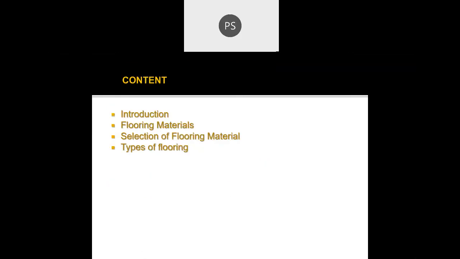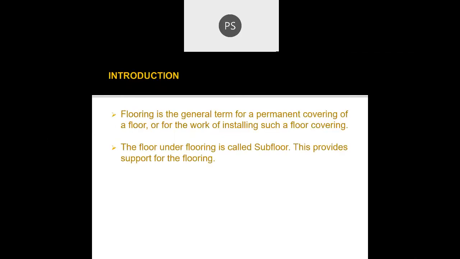Content: introduction, flooring materials, selection of flooring materials, types of flooring. Flooring is the general term for a permanent covering of a floor or the work of installing such a floor covering. The floor under flooring is called the subfloor. This provides support for the flooring.